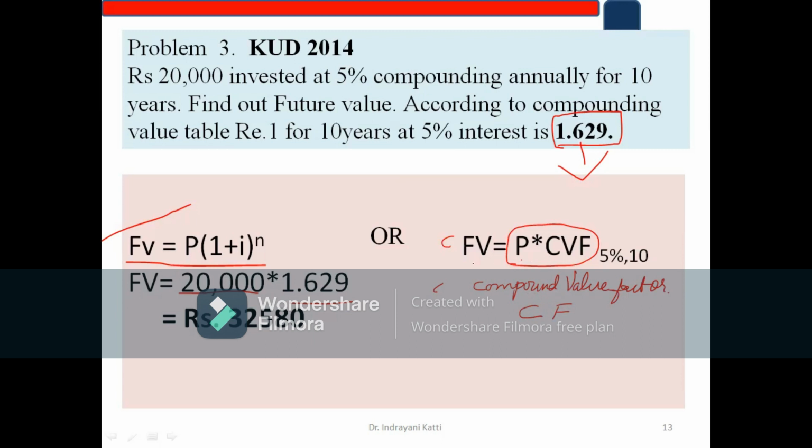Here the formula is written in this way, it's a simple formula. Future value is equal to principal multiplied by CVF at 5% interest for 10 years. See, this is the symbol which is used most commonly: CVF at 5% interest for 10 years. This is the way we read it. So in this case, P is how much? P is 20,000 rupees. 20,000 multiplied by CVF, which is readily given in the problem, 1.629. That is equal to 32,580.